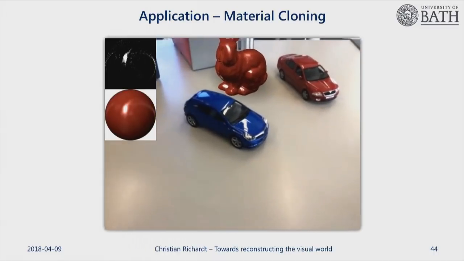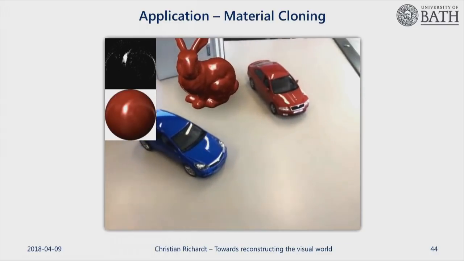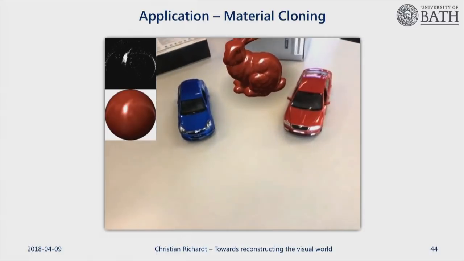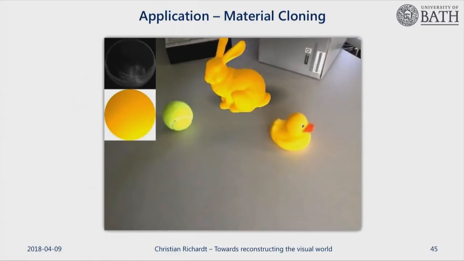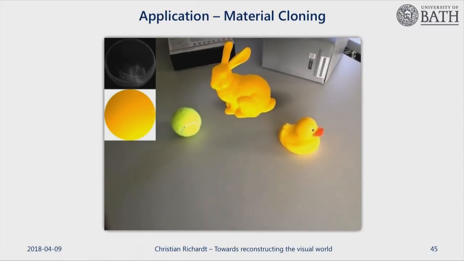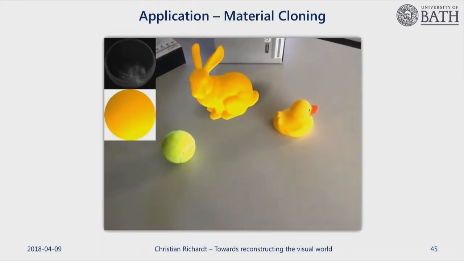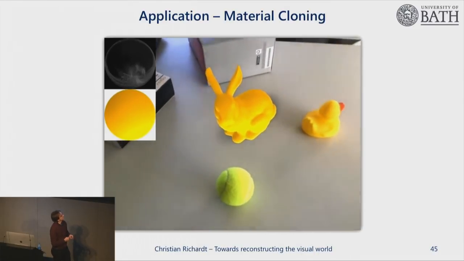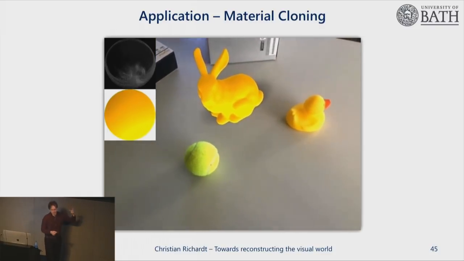And you can see that the highlights seem to come from the right directions where you would expect them to come from. Apologize for the very jerky camera. So here's one more, copying the material from the little rubber duck onto our bunny. And you can see over time it builds up this lighting environment representation.